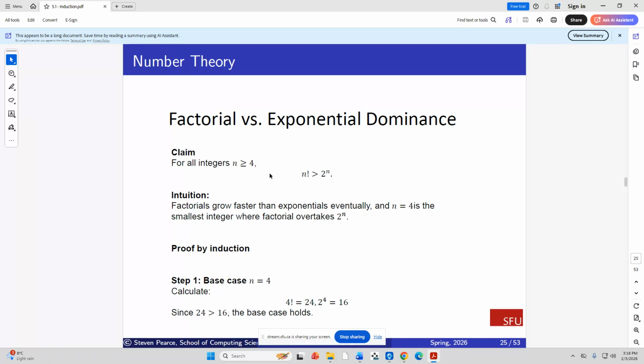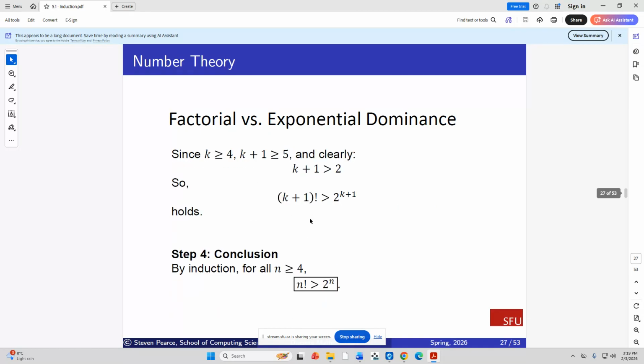So we want to prove that for n greater than or equal to 4, n factorial is greater than 2 to the n. Proof by induction, base case n equals 4. 4 factorial is 24, and 2 to the 4 is 16. So 24 is greater than 16, the base case holds.